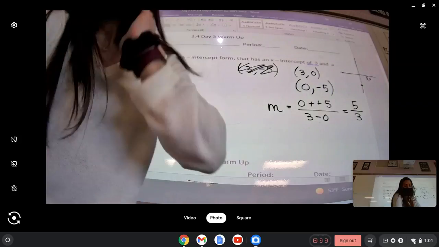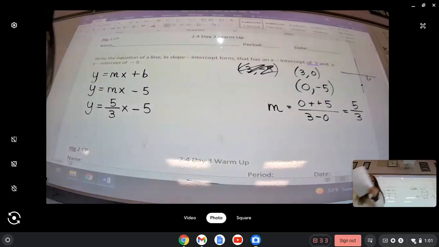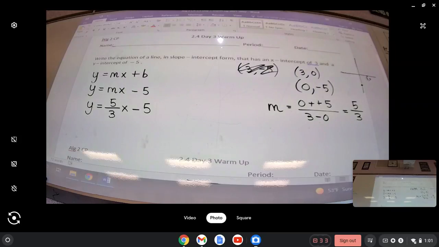All right? Today is our last day of taking notes. And then tomorrow we review. And Wednesday we take a quiz on this. So today is going to be a new set of problems, new information they tell you to write the equation of a line with.